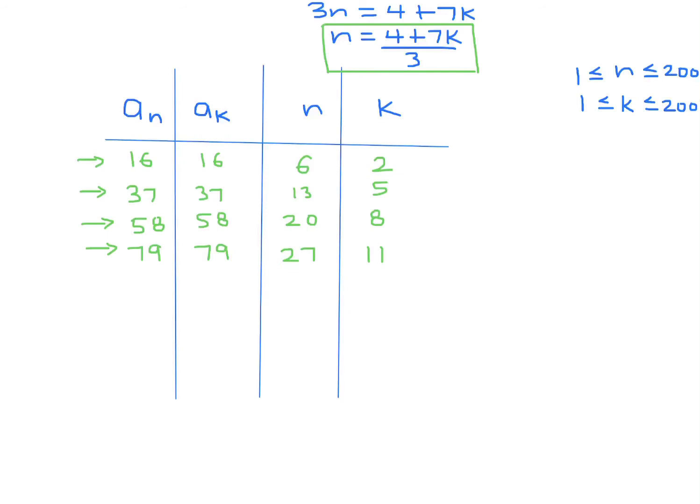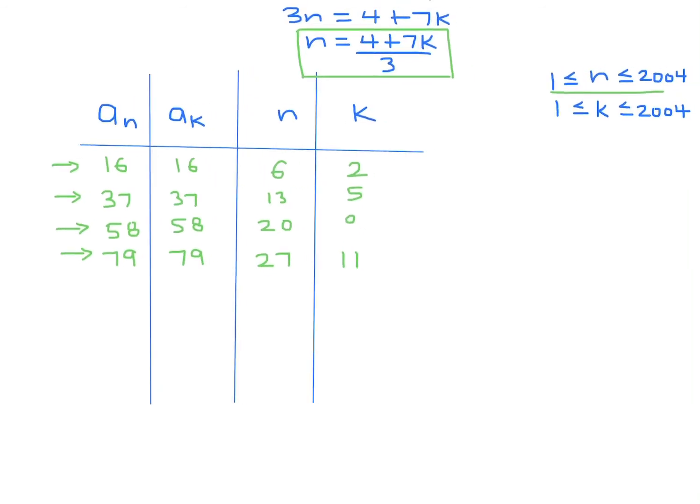Well, one thing you have to remember is that we have to keep in mind these boundaries here, right? That will help us understand how far we can go for k and n. Now, one thing I noticed is that k is smaller than n. So therefore, I can go up to about 2004 for both of these. That's the maximum. So let's see what I can get.